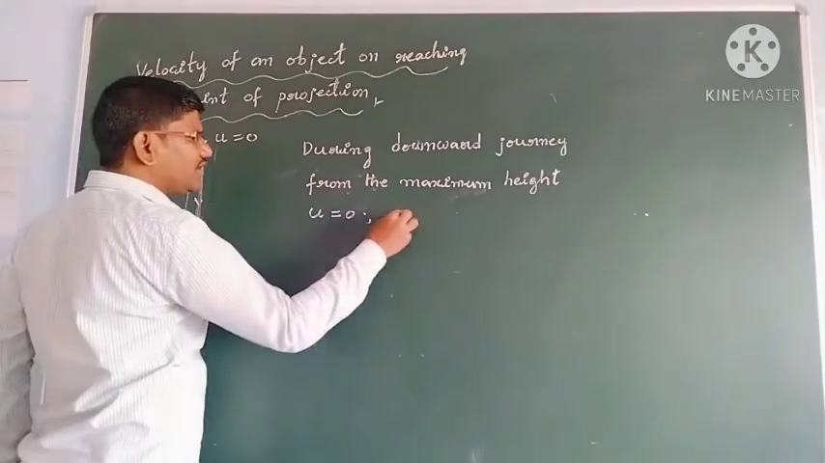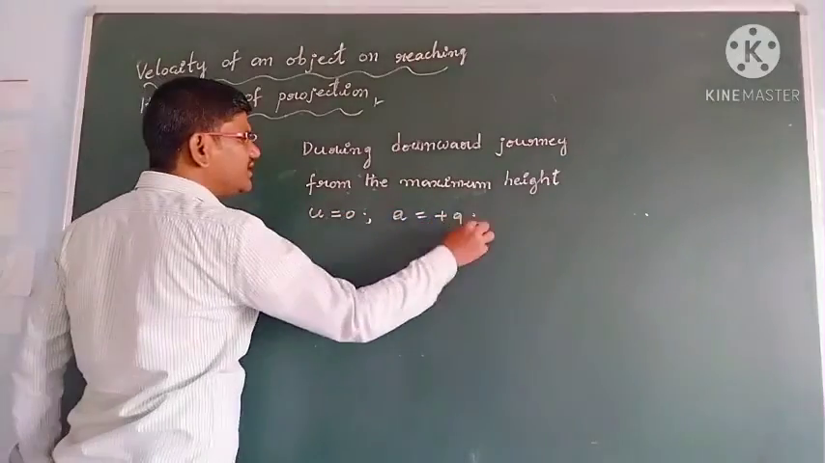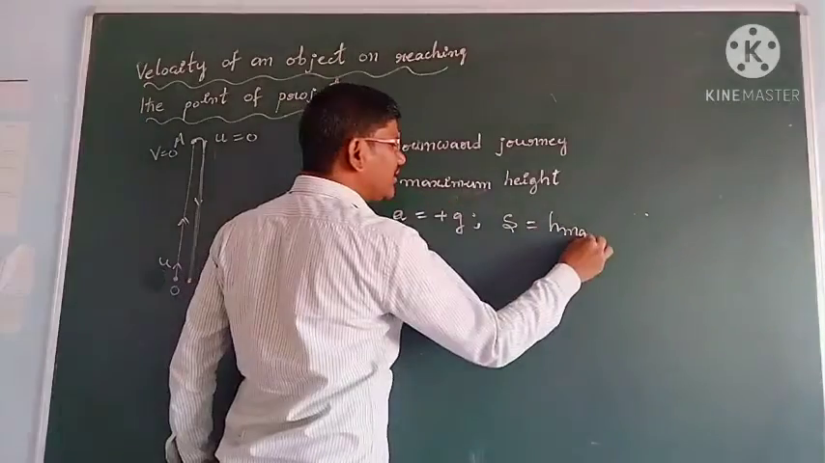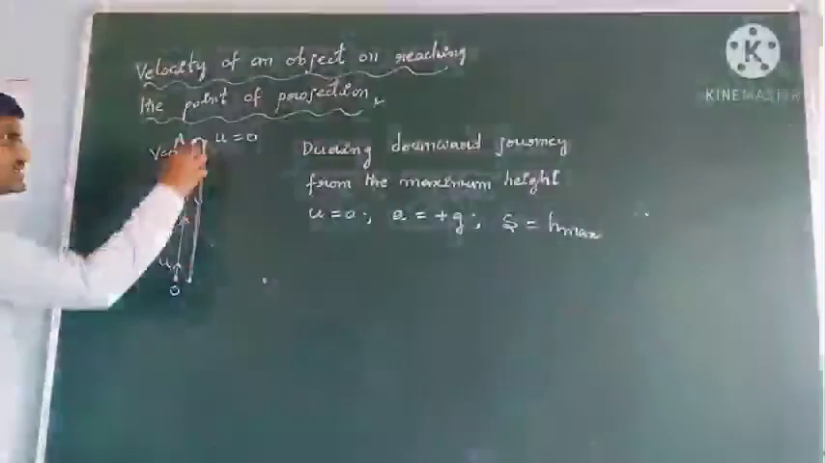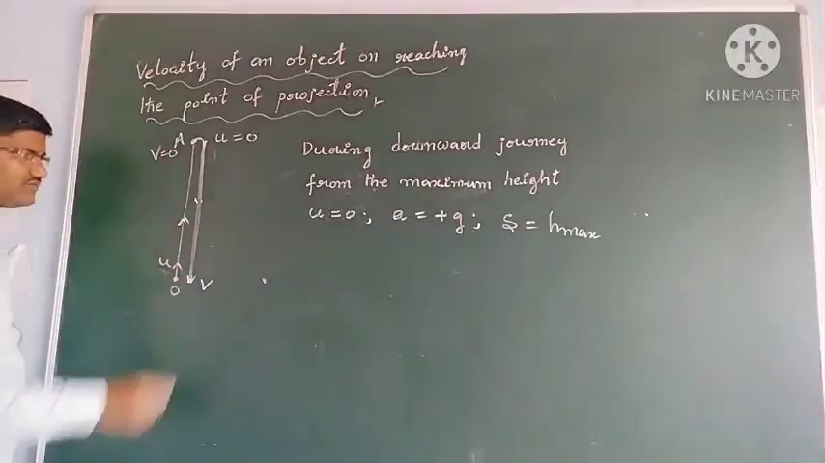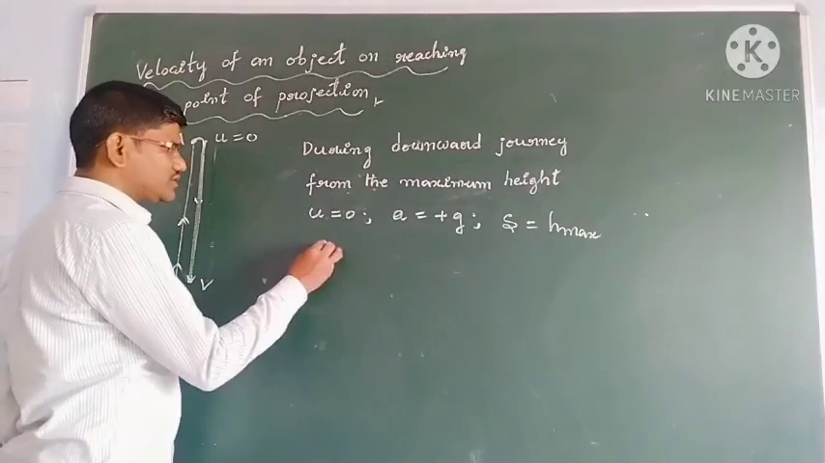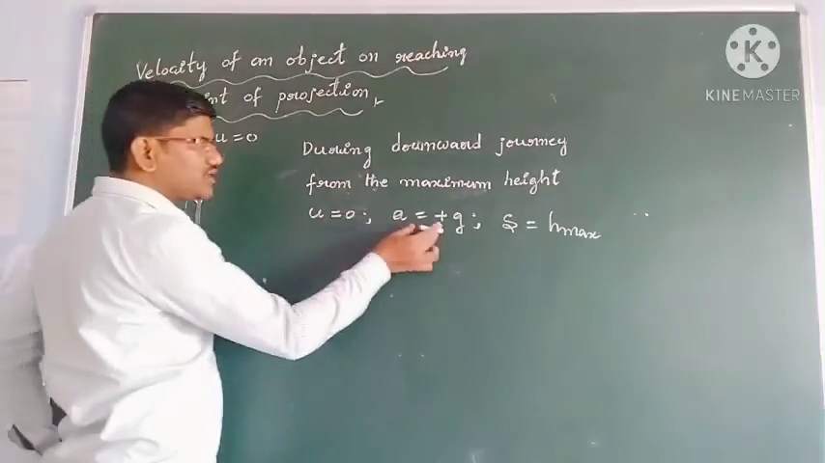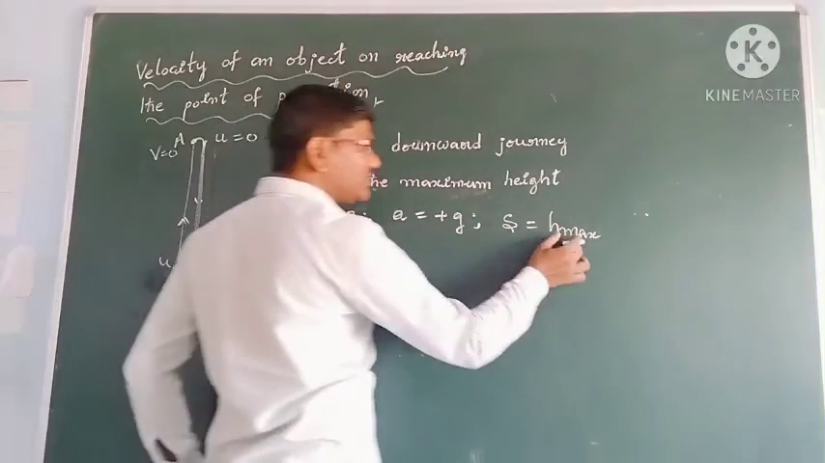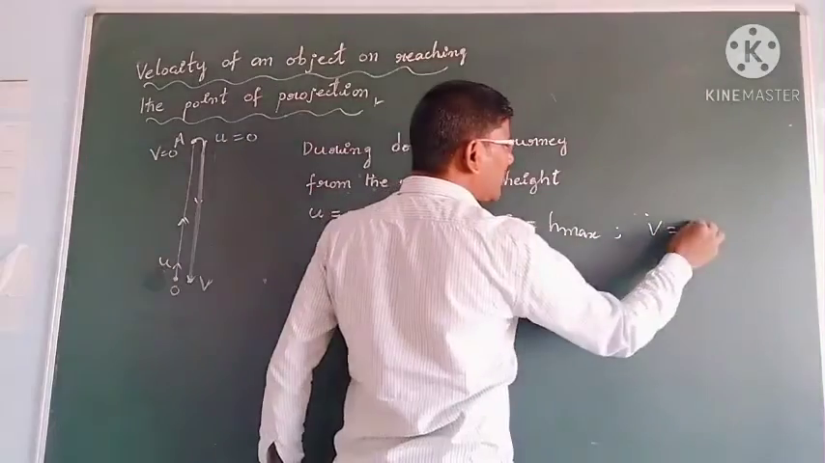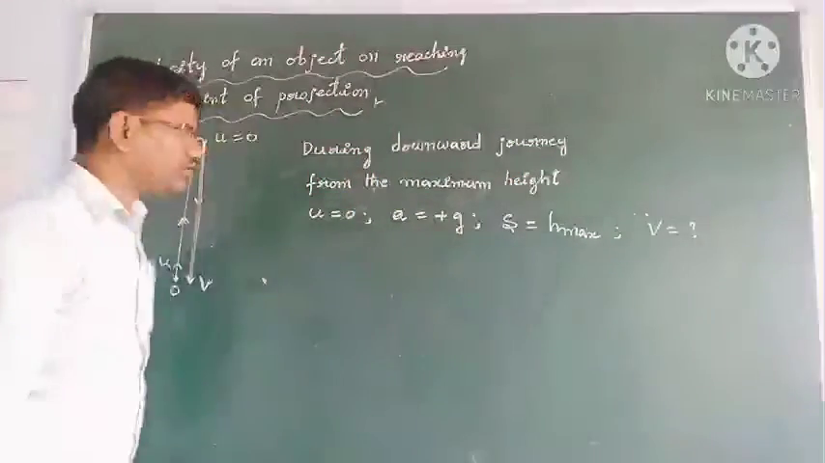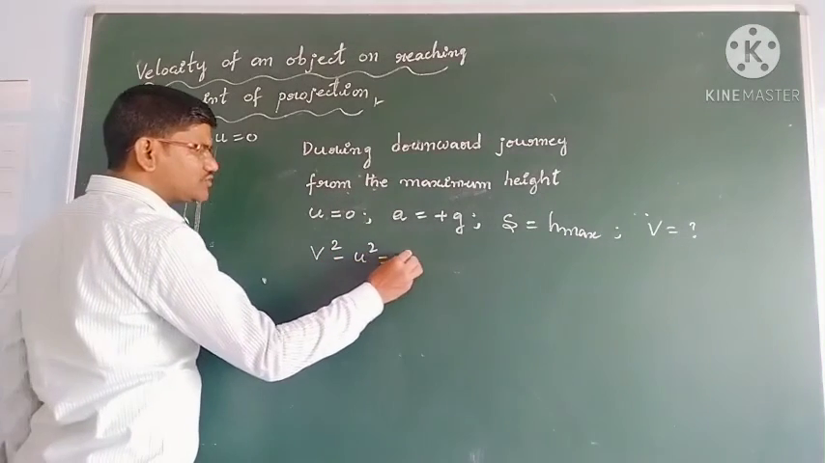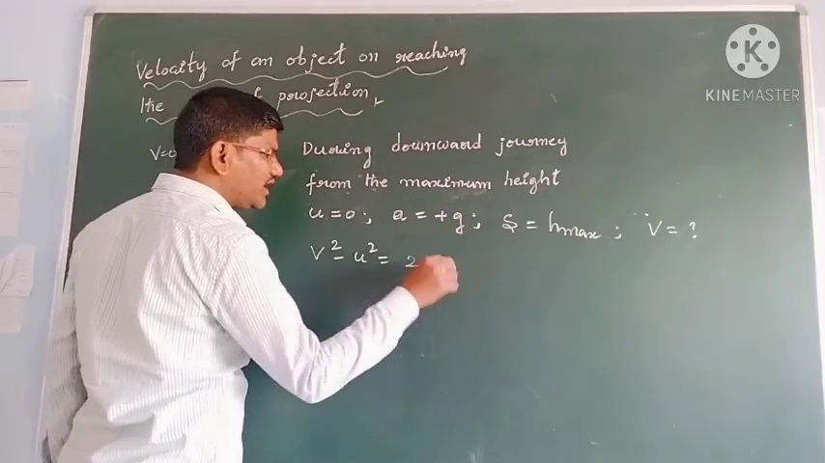is 0, a is equal to plus g, and s is equal to H maximum, since it is falling from the height of H maximum. Let us consider that it strikes the ground with a velocity v. That v I want to calculate. Initial velocity 0, a is equal to plus g, s is equal to H maximum, and with what speed it will strike the ground, I want to know. Then I will use the equation v square minus u square is equal to 2as.